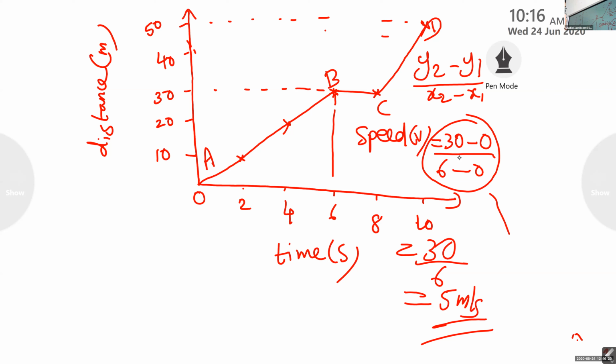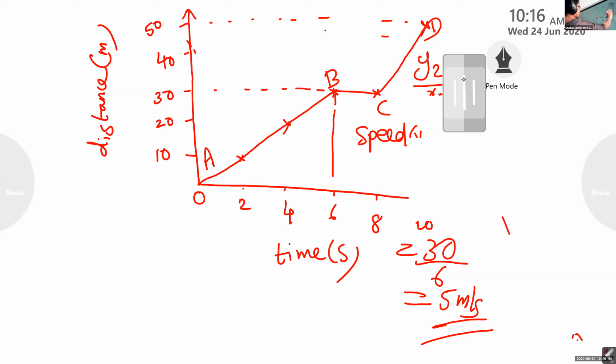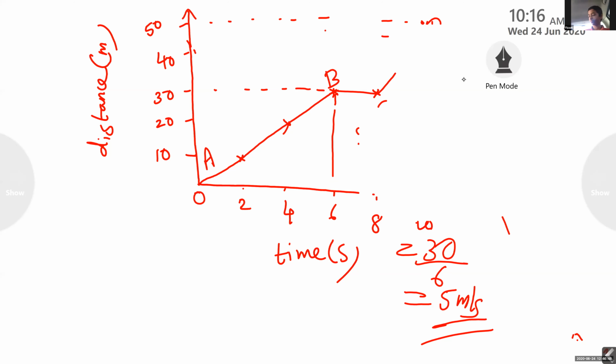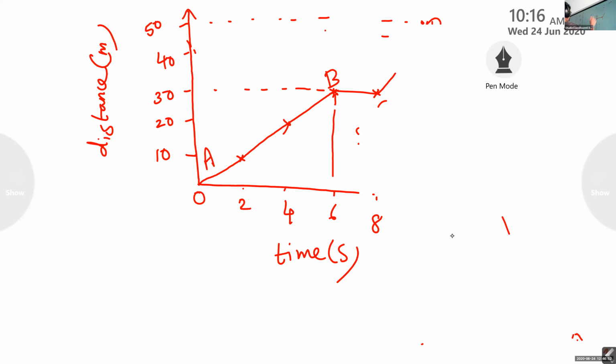Did you copy that question, children? Answer: you can write speed v is equal to 30 minus 0 divided by 6 minus 0. That is equal to 5 meter per second. Did you all understand, children? So this is how we are finding it. Can I rub this? Oh, okay, my graph is gone. I hope you copied that answer.